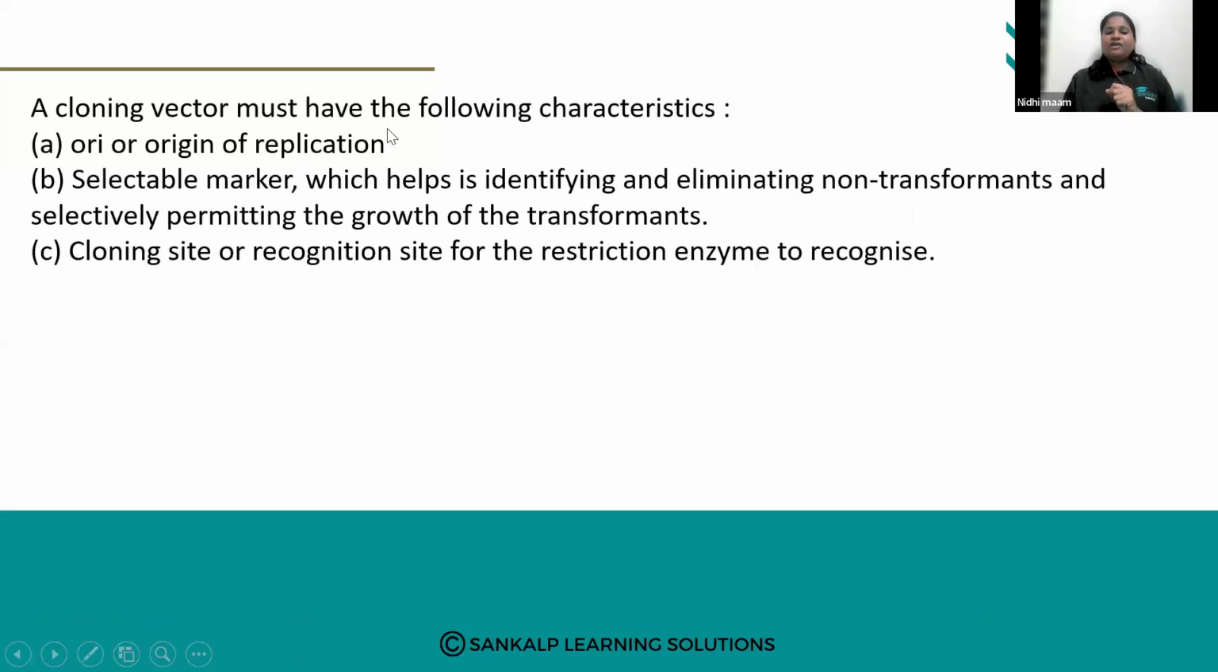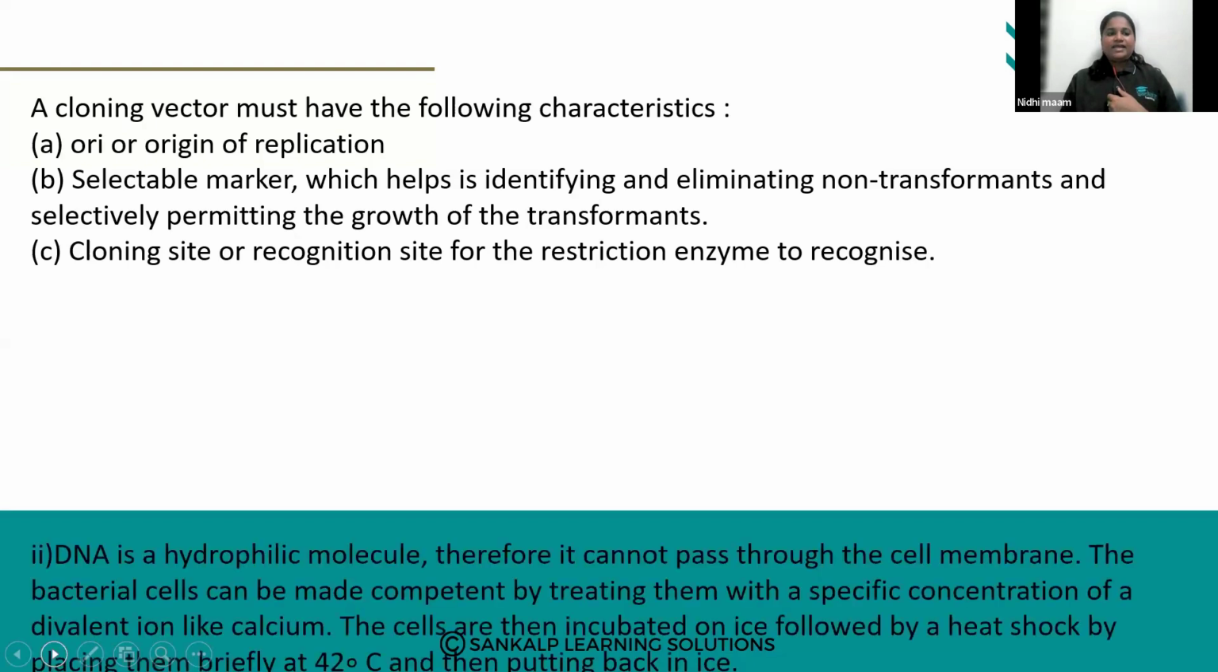First, a cloning vector must have the following characteristics. So write 3 steps. It should have the origin of replication, or what we call ori. Selectable markers should be present, which help us to identify the transformants or non-transformants. Then a cloning site or recognition site for restriction enzymes to recognize should be present. So these are the 3 key characteristics needed for a cloning vector which has to be used in genetic engineering. Next we have is, what is the question?